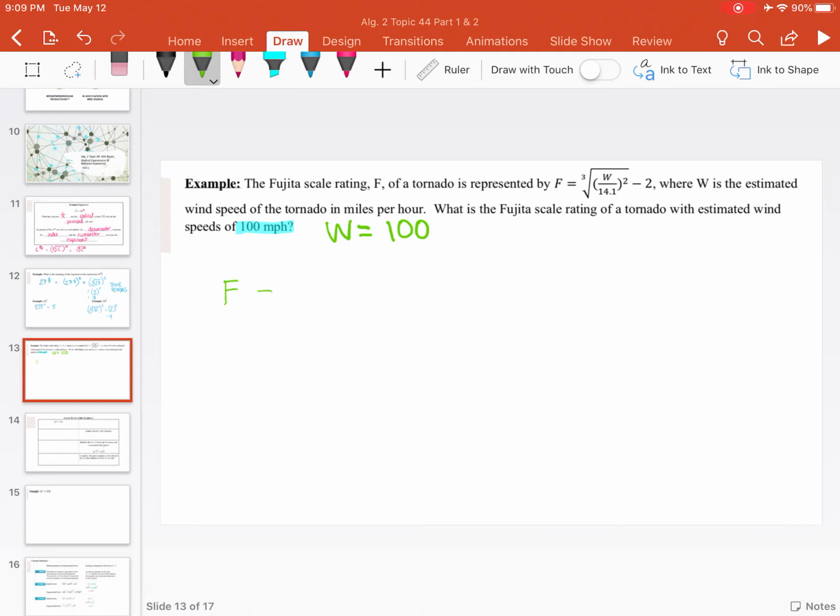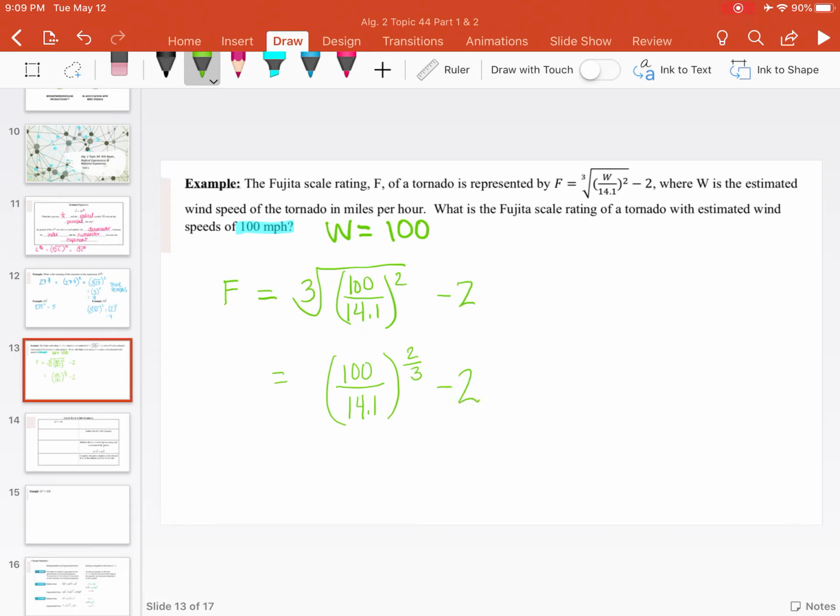So in our equation, wherever we see a W, we're going to plug in 100. This will give us F equals the cube root of 100 divided by 14.1 squared minus 2. Now this 2 is outside of our radical, so it's not included in the radicand. It's already in radical form, we can write it in exponential form to be 100 divided by 14.1 to the 2/3 minus 2.